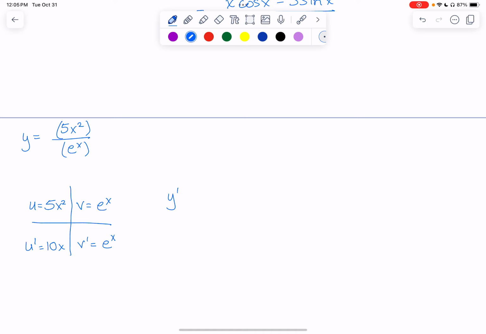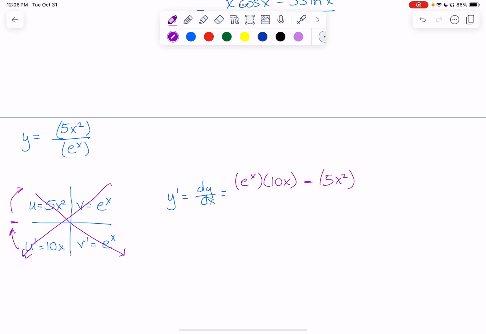Alrighty, so now if we find our derivative of y, or dy dx, depending on how you want to write this, we're going to go ahead and go across this way, just like we've been doing, and we're going to have an e to the x times a 10x. Because I'm dividing again, I'm going to subtract these terms, so minus, I'm going to go across this way, my 5x squared times e to the x. All right, all divided by my v squared. So I'm going to put my e to the x squared, and I'm going to leave that like that for right now.